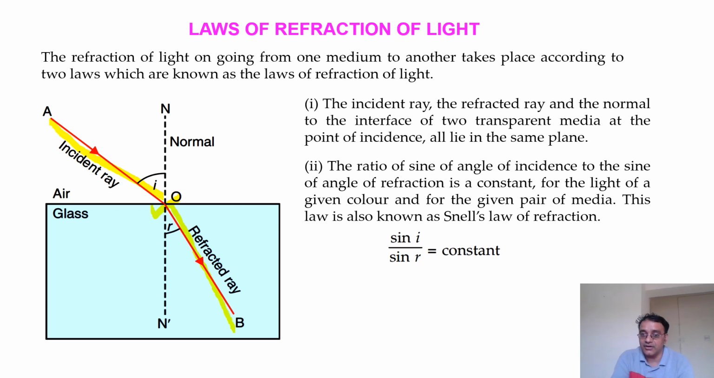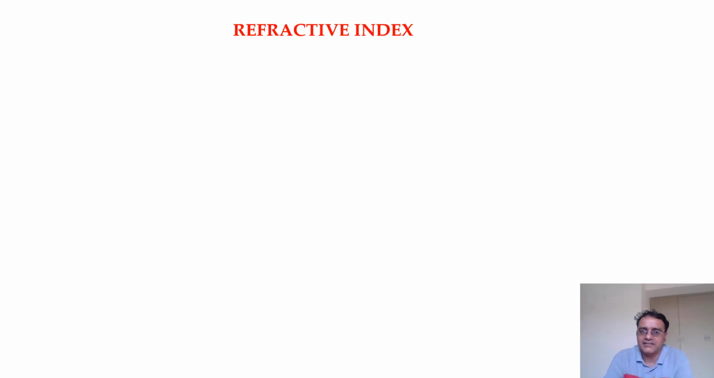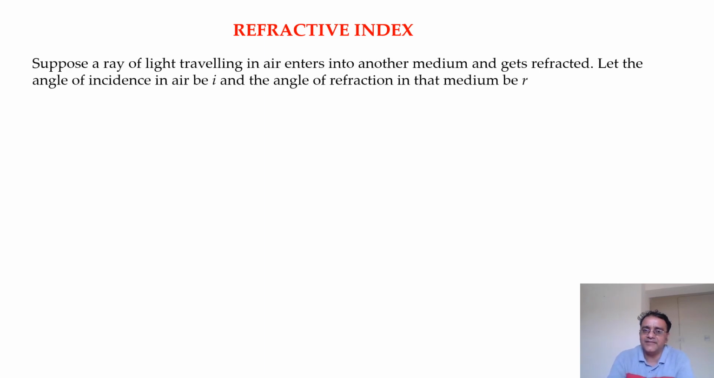This constant is called refractive index. Now refractive index is a very important topic. This constant is the refractive index of the second medium with respect to the first medium. Now let us see the topic refractive index in detail. Suppose a ray traveling in air enters into another medium and gets refracted. Let the angle of incidence in air be i and the angle of refraction in that medium be r.